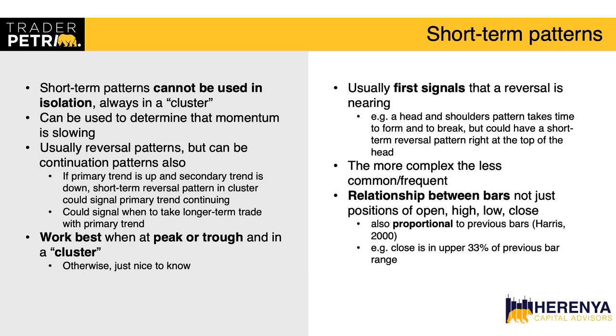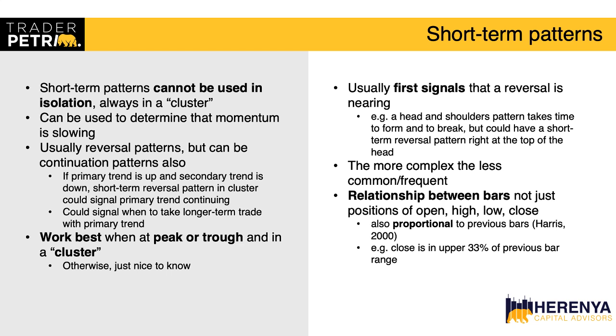The more complex we make these patterns, and we obviously can, there's only 4 variables per bar, and you can combine a whole bunch of different bars together, so you can make them incredibly complex if you like. But you have to remember that the more complex these signals or patterns become, the less common they're going to be, the less frequently they're going to show up.